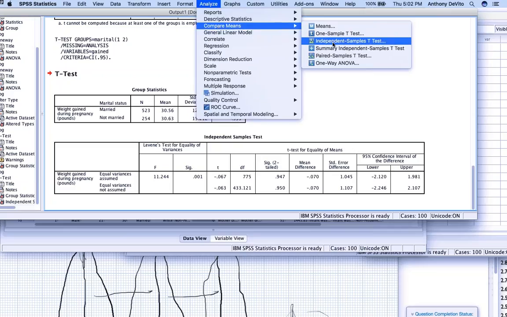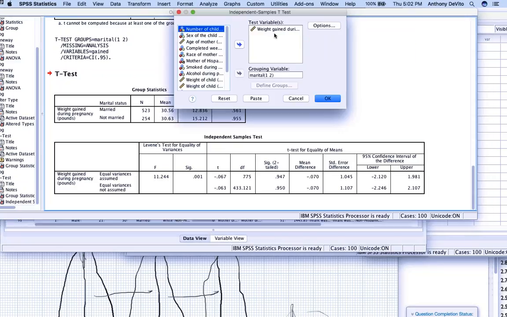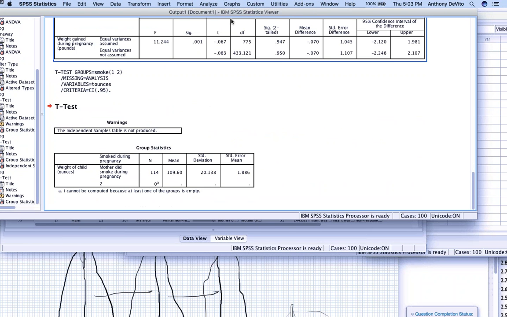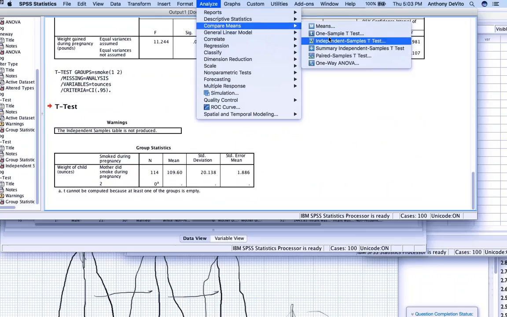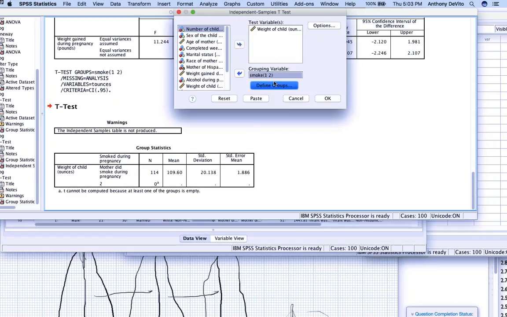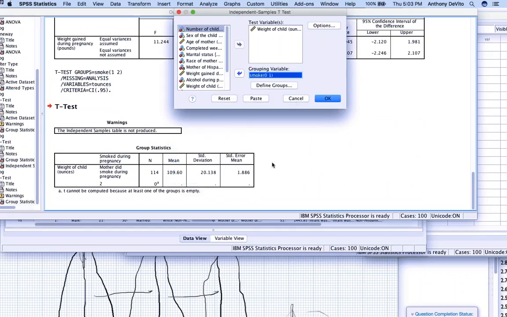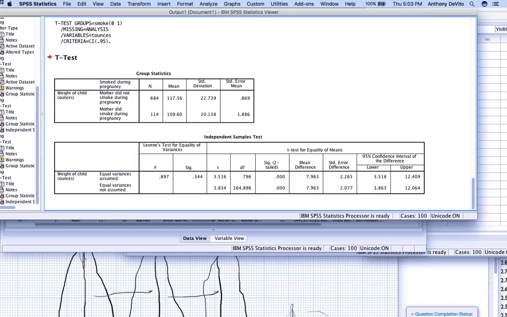Analyze, Compare Means, Independent Samples t-test. Let's do it for a different variable. How about whether they smoked during pregnancy? Let me get rid of this one. Smoked during pregnancy and the weight of the child. Okay, I'm going to do the same analysis. Now I have to tell it to find the groups again. Hopefully 1 and 2 is right. And no, of course, it was the other way with that one. Just my luck. It must have been 0 and 1. Okay, let's see what happens here.